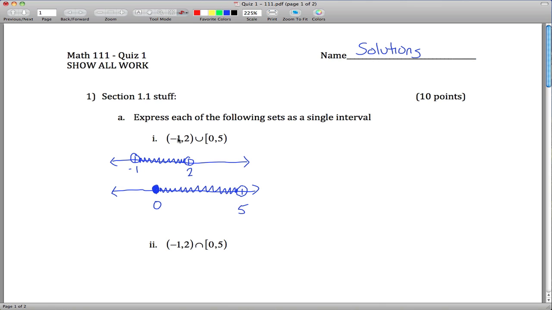So if we want the union of this set and this set, remember union means or, so we want the things that are either in this set or in this set. That's everything from right here all the way over to here, right? Everything from -1 up to 5, but you don't want to include -1 or 5. So the answer here would be something like that.